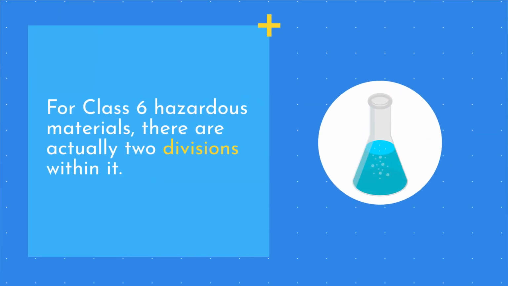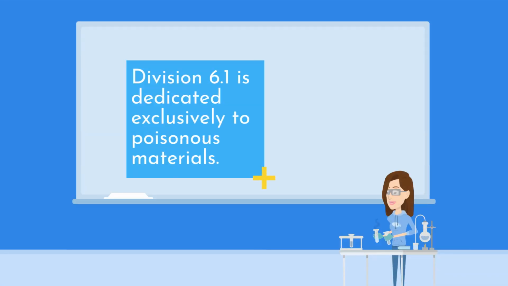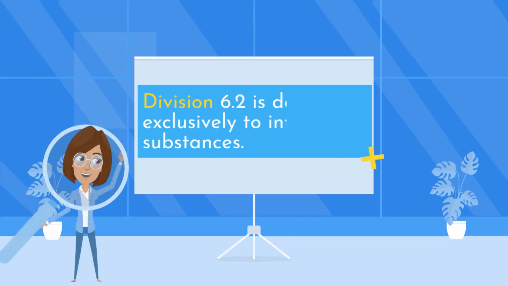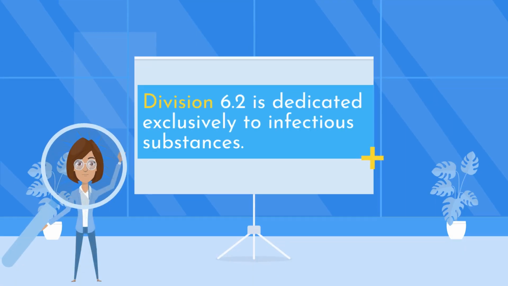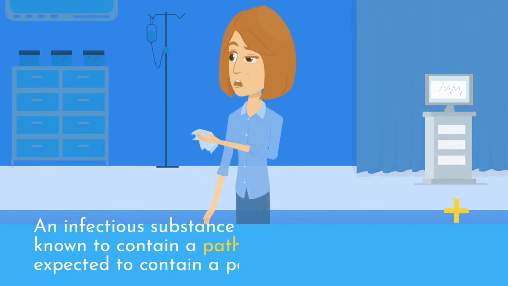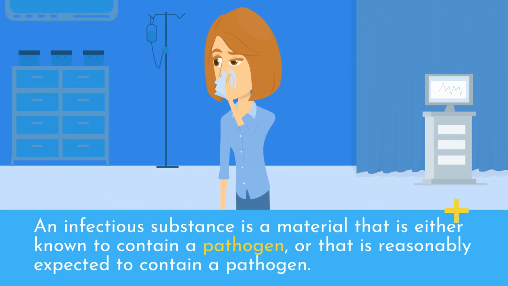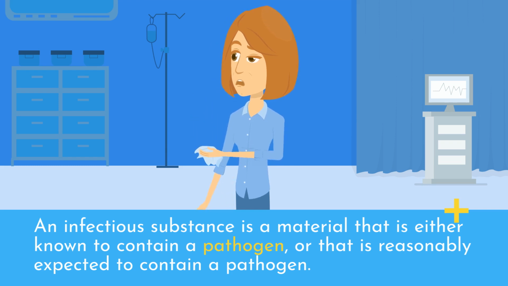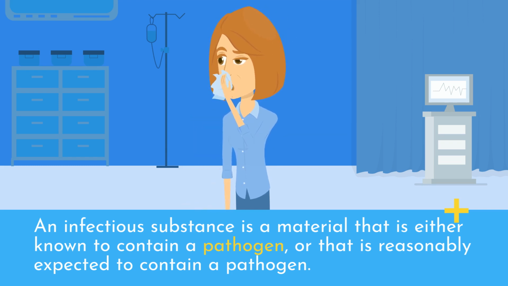For Class 6 hazardous materials, there are actually 2 divisions within it. Division 6.1 is dedicated exclusively to poisonous materials. Division 6.2 is dedicated exclusively to infectious substances. An infectious substance is a material that is either known to contain a pathogen, or that is reasonably expected to contain a pathogen.